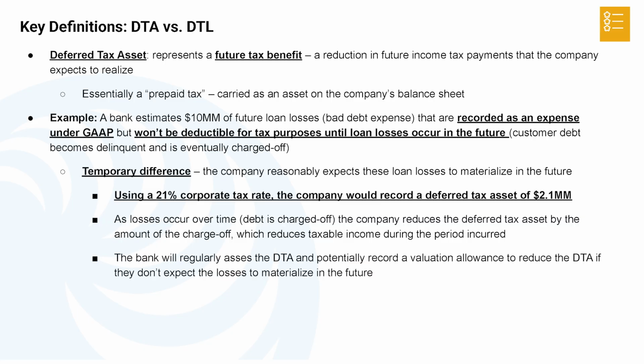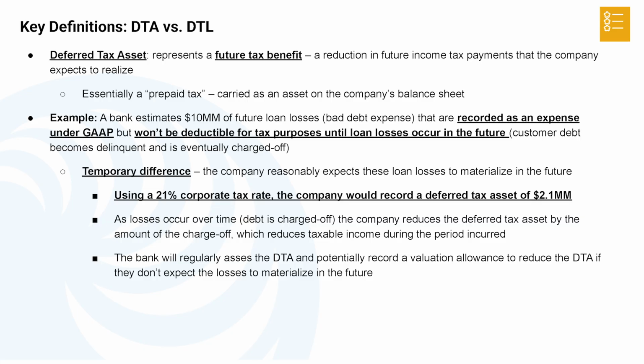So when thinking about whether or not the bank will need to record a valuation allowance against this deferred tax asset, the bank is required to regularly assess whether or not they expect to fully utilize this DTA going forward. If the bank, for example, believes they will not have sufficient profitability, or if they expect that actual losses will be less than what they've recorded under US GAAP, they would reduce the valuation of the deferred tax asset.